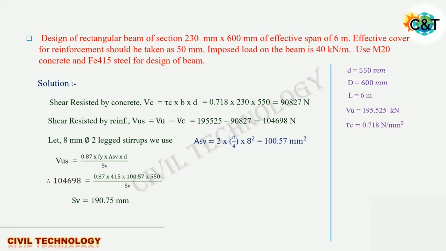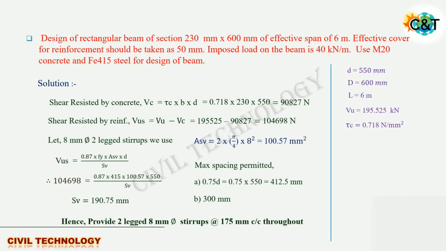But for that we first have to cross check with our IS code provisions. What our IS code suggests is that the maximum spacing permitted is either 0.75 of d or 300 mm. Both of these values are higher than the required value, which means we can provide the spacing as 190 mm or less than this. So we select a spacing value of 175 mm because it is easier to provide at 175 mm spacing at the site.